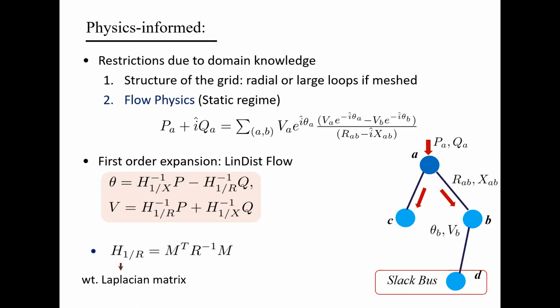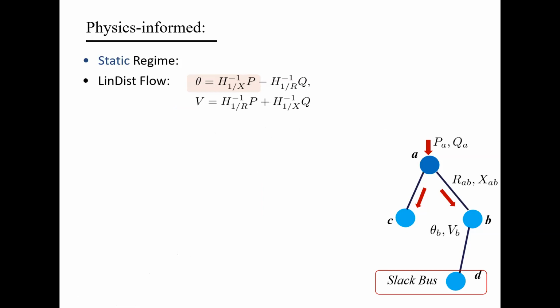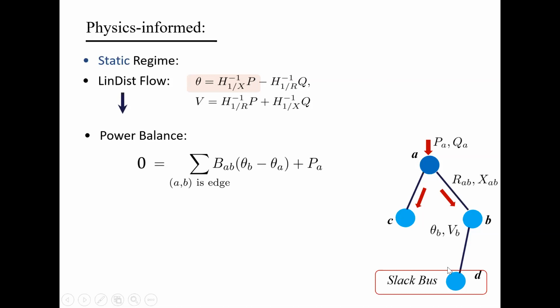You take one sample of injection, you get one sample of voltage, phase angle, and magnitude. Now, if you take just the relationship between phase angle and active power, and you ignore Q, V, X, and R, what you'd get is the DC power flow. And this is more or less a power balance equation. All it is saying is whatever injection is coming on a node is resulting in flows on all lines connected to the node. So there is power balance at each node.